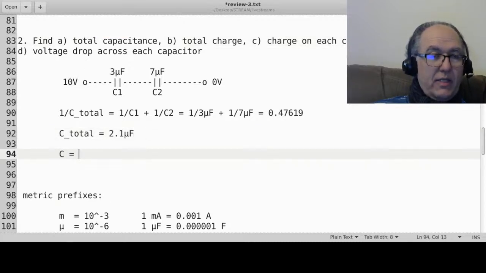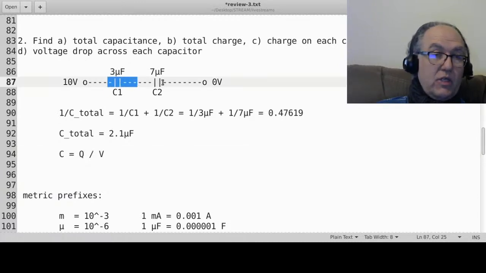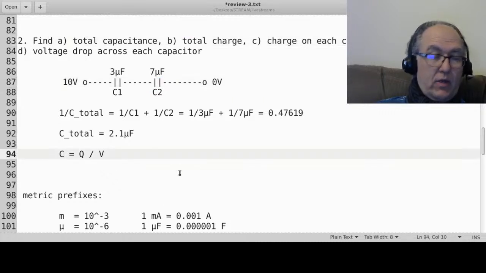So, we had C is equal to Q divided by V. And I said this is kind of like Ohm's law. What I meant by that is you can apply it either globally to the entire circuit, or you can apply it locally to one capacitor at a time. I said, what's the total charge? So I want to apply this to the total. These are all totals, in other words, applied to the entire circuit.